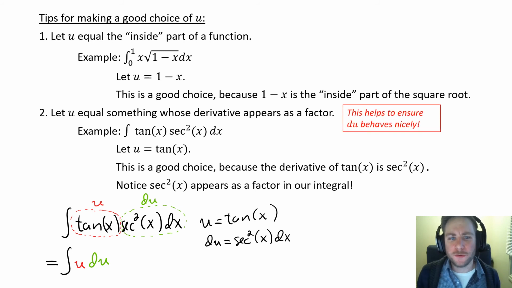If you take a moment to reflect on why it's important to see the derivative of u appear as a factor, it's really because the derivative of u is always going to appear in the formula for du. So this just helps us ensure that du behaves as nicely as possible, as we just saw in this example.